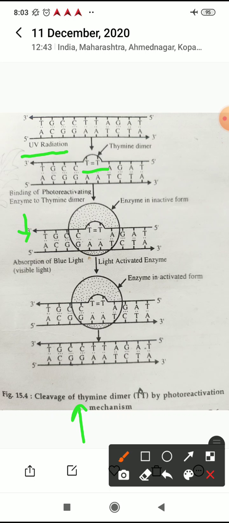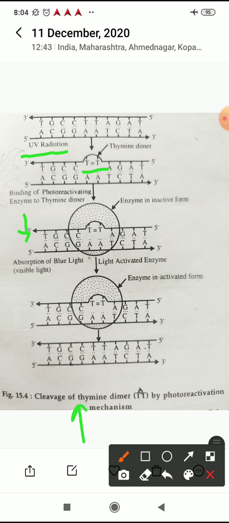A special enzyme here is involved in this repair mechanism, and that is photoreactivating enzyme, also named as a photolyase. So this enzyme is activated by photons of visible light, and this activated photolyase breaks the bond between pyrimidine dimer.